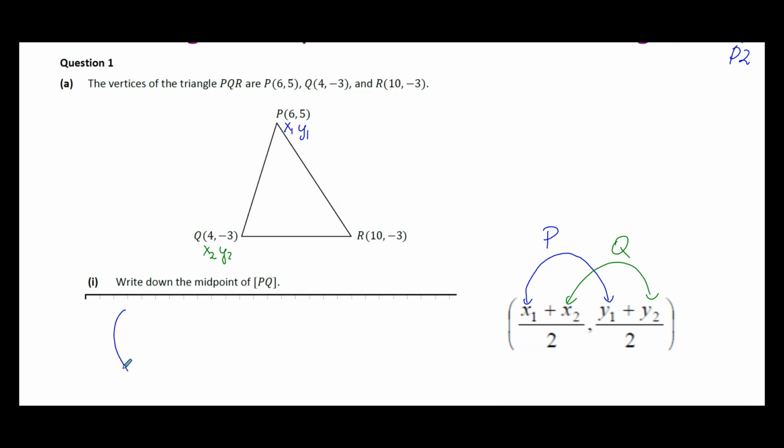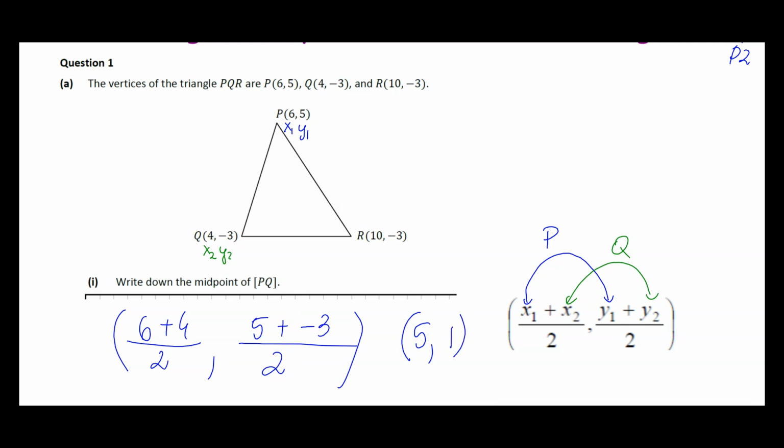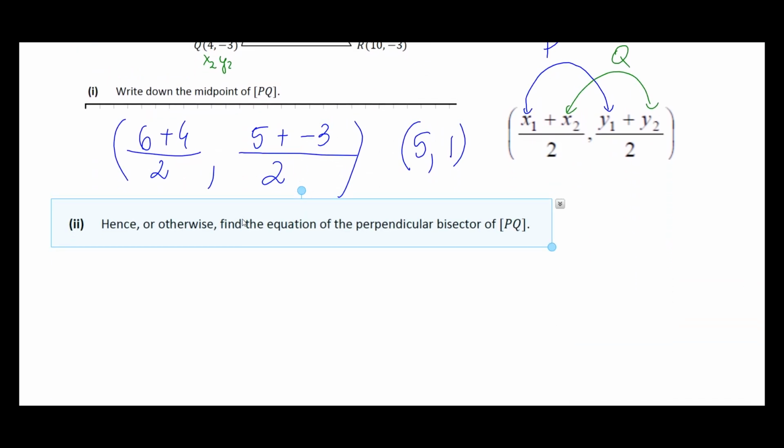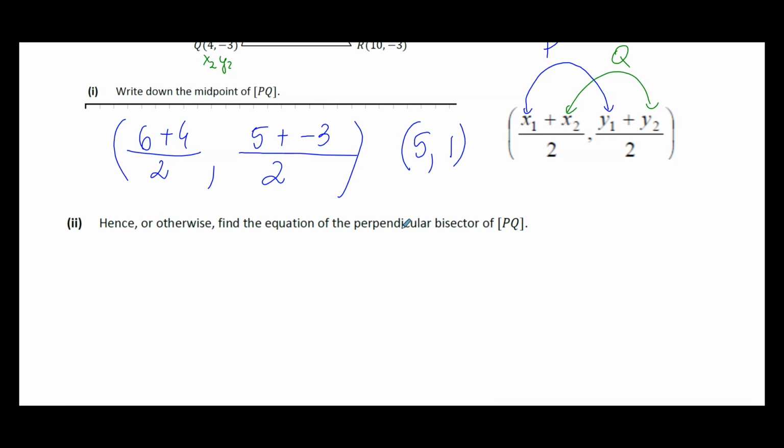And we replace letters with numbers. So x1 is 6, plus x2, which is 4. That is the first coordinate, and then the second coordinate: y1 is 5, plus y2, which is minus 3. We put the first part in our calculator, press equal, and we get 5. Then we put the second fraction in the calculator, press equal, and we get 1. So we have the midpoint, and with that knowledge, we can now create the equation of the perpendicular bisector.